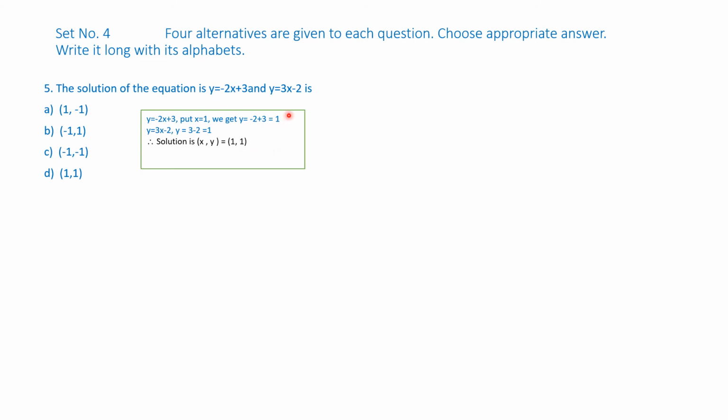And this we have to cross verify in the next equation. Therefore, y is equal to 3x minus 2. Here also you put x is equal to 1. You get 3 into 1 minus 2, that y is equal to 1. Therefore, we get the solution x, y is equal to 1, 1. That is given in option D.